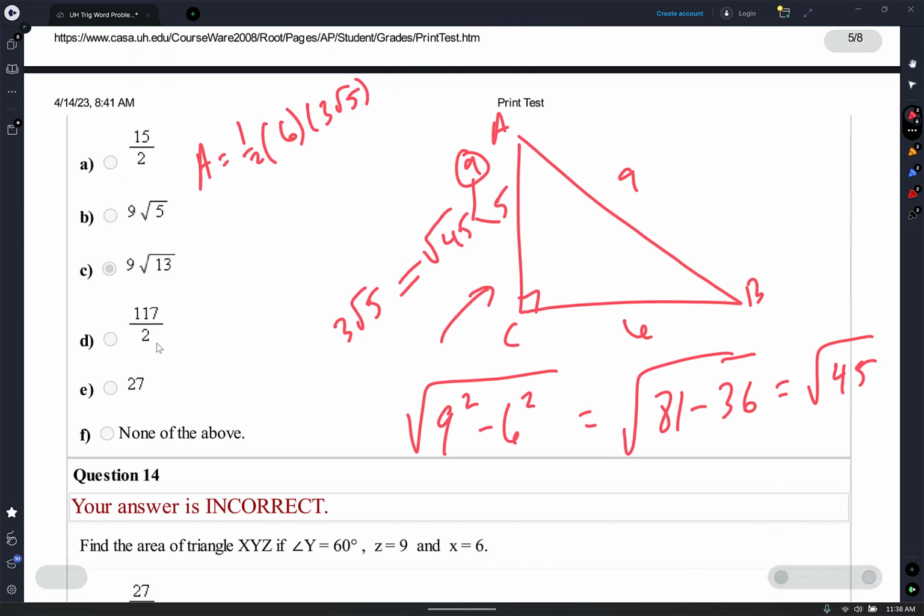Half of 6 is 3. 3 times 3 is 9. So I see the area as 9 square root of 5. There it is.